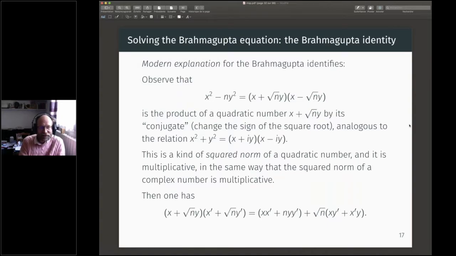So on this slide, I want to explain the Brahmagupta identity. The explanation of this identity comes from saying that this is a difference of two squares, and a difference of two squares is usually factored as the first number plus the second number, times the first number minus the second number. And those numbers are x for the first, and the second is the square root of n times y.